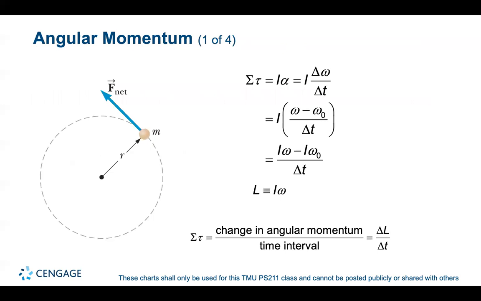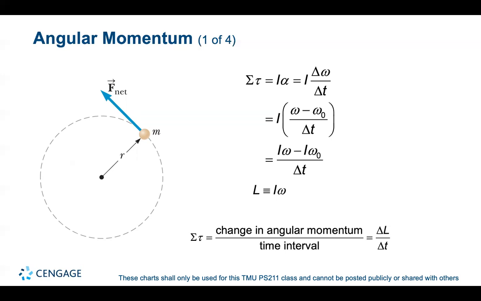So let's talk about angular momentum. So in the figure, an object of mass m is rotating in a circular path under the action of a constant torque. Take a look at the figure where an object of mass m rotates in a circular path of radius r acted on by a net force. The resulting net torque on the object increases its angular speed from the value omega 0 to the value omega in a time interval delta t. That means we can write the equation here.